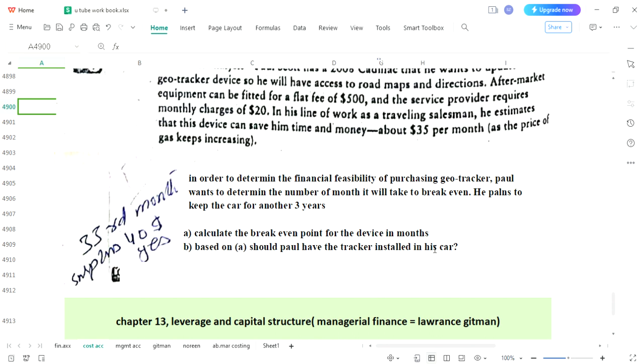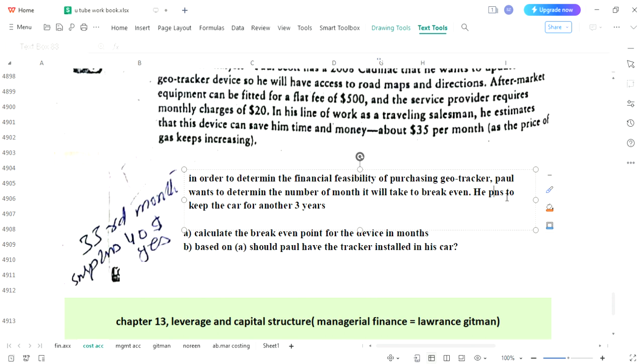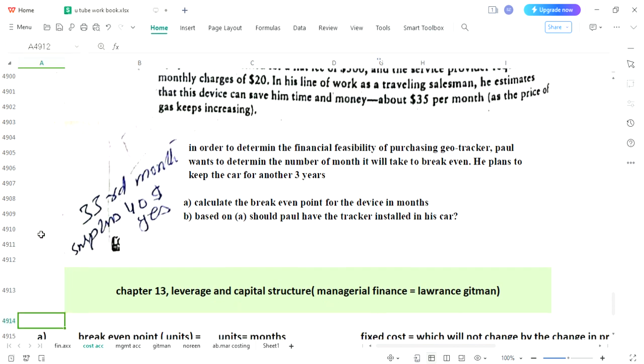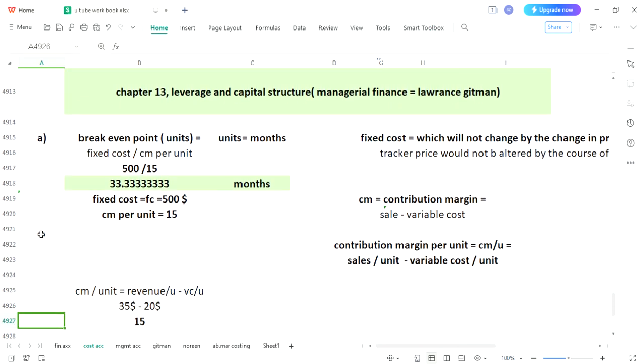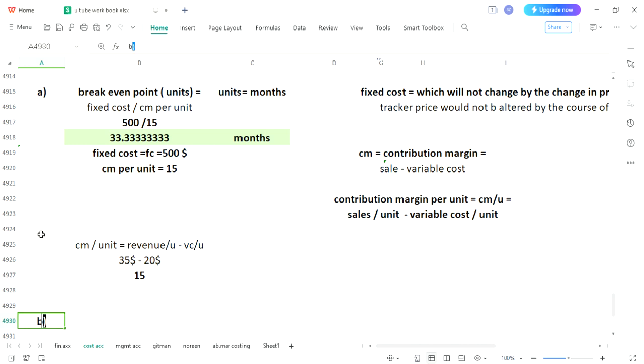Should Paul have the tracker installed in his car? For that we will see whether it is profitable or it's not profitable. If it is profitable, we will say yes. Otherwise, if Paul will face loss in 3 years, we will not recommend it. He plans to keep the car for another 3 years. It means how many months in 3 years? This is our B part we are going to solve.